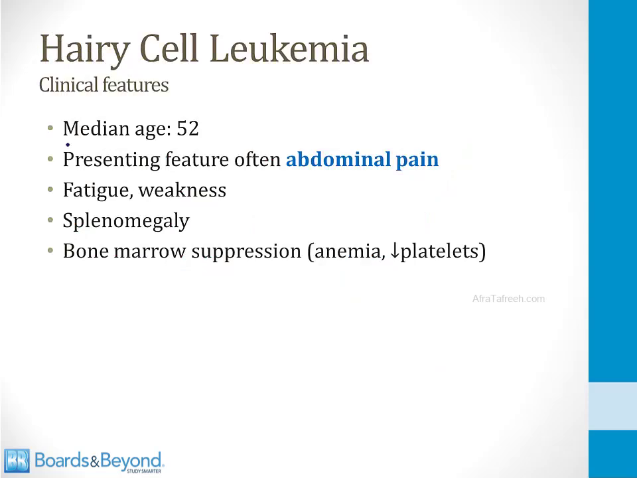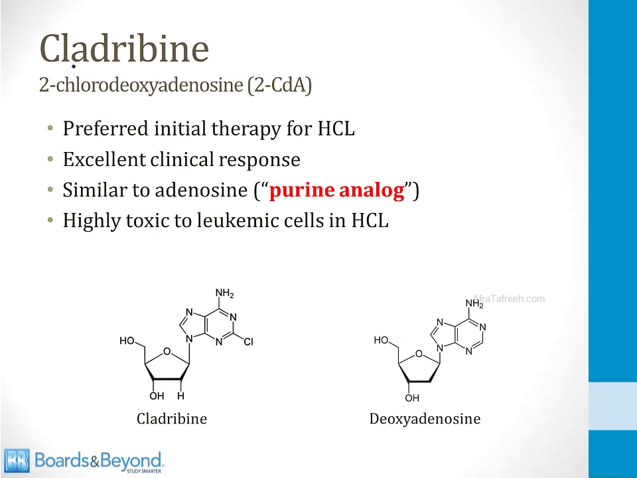The median age at diagnosis for this leukemia is 52 years, and the presenting feature is often abdominal pain from a massively enlarged spleen. Patients can have nonspecific symptoms like fatigue or weakness, and splenomegaly is usually appreciated on physical exam. There may also be evidence of bone marrow suppression, including anemia and low platelets. This leukemia is highly treatable with a drug called cladribine. It's also called 2-chlorodeoxyadenosine, or 2-CDA.